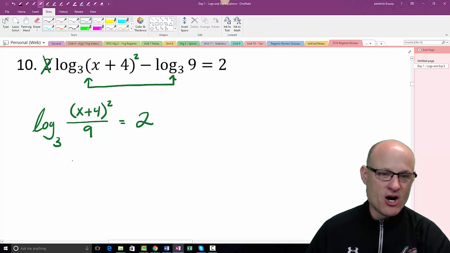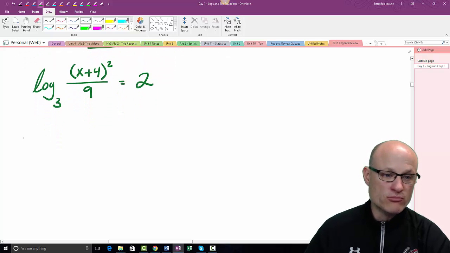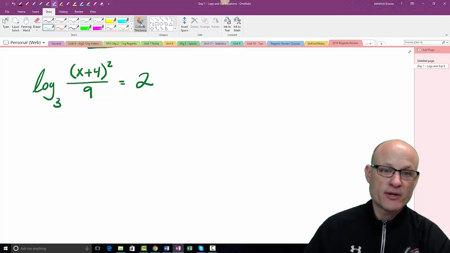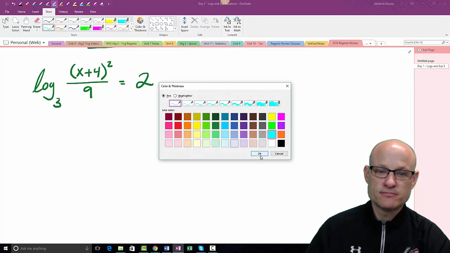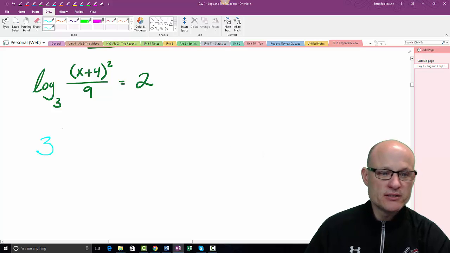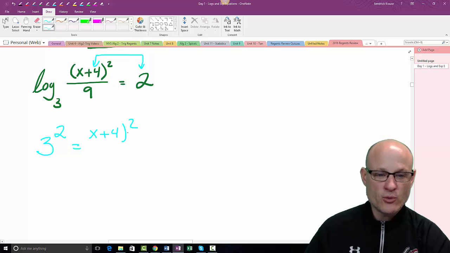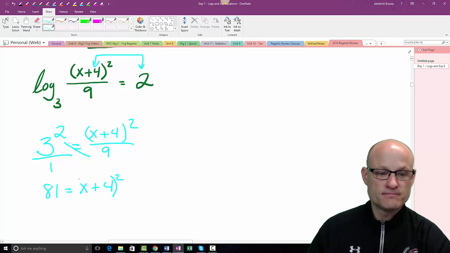So now it's all about that base. So I get 3 squared. These switch, right? This goes over there, this comes back over here, equals x plus 4 squared over 9. Well, this is really just 9. We'll just cross multiply. 9 times 9 is 81 is equal to x plus 4 squared.